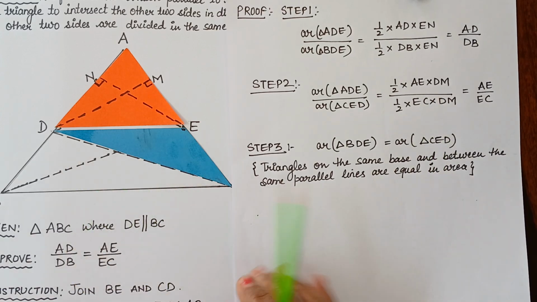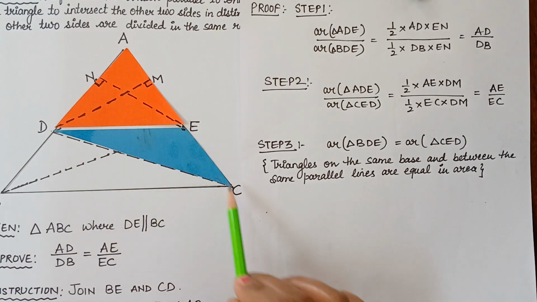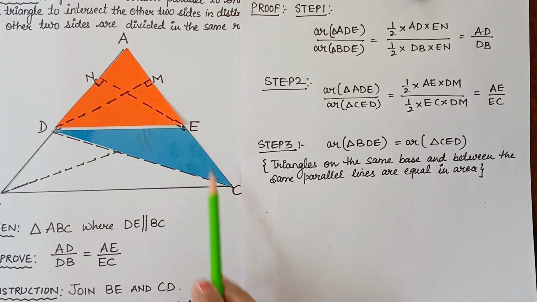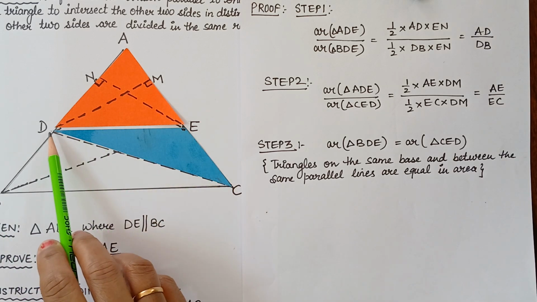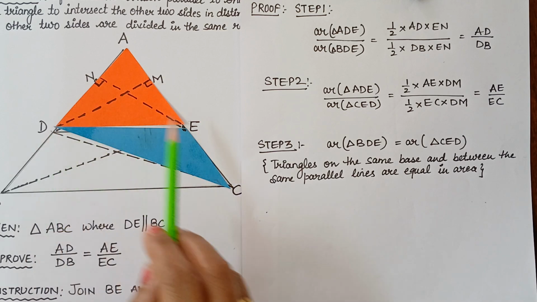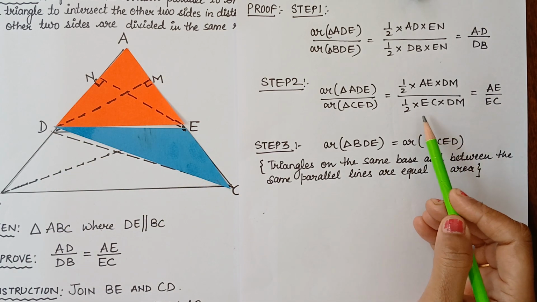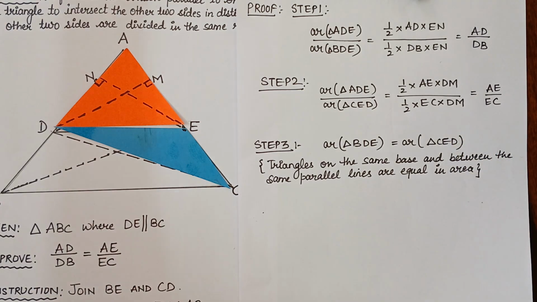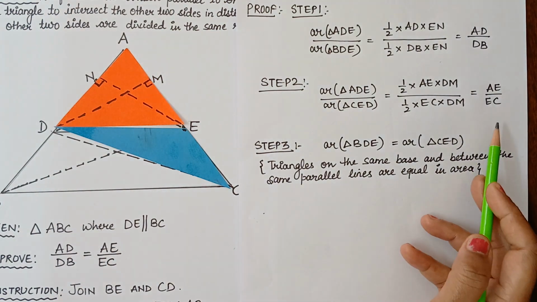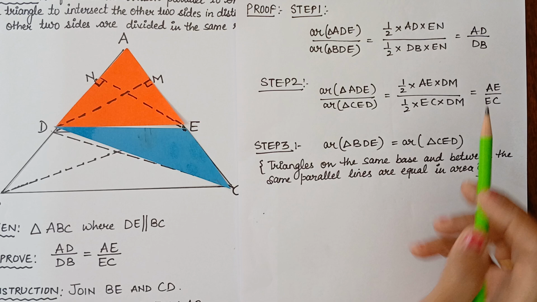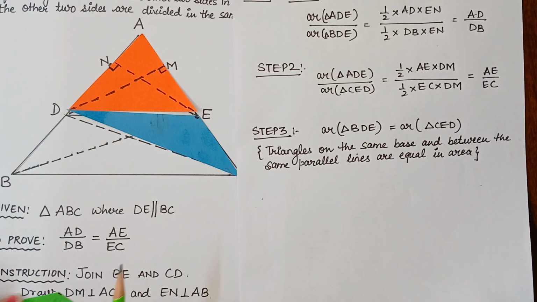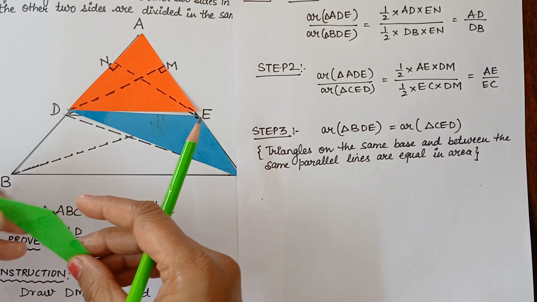Similarly, area of triangle DCE, the base is CE, and the perpendicular will be DM, as the vertex opposite to EC is D and the perpendicular drawn from D is DM to the base EC. So half into EC into DM, and we will get AE by EC here after cancelling these. Now step 3.